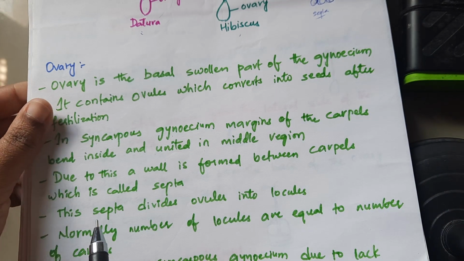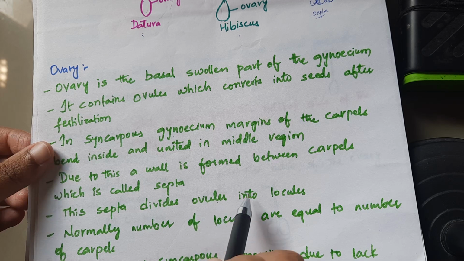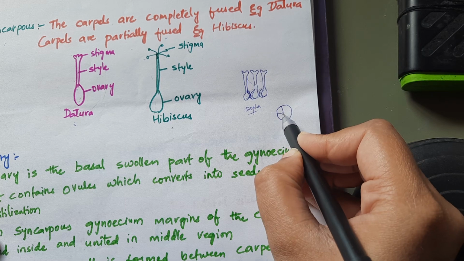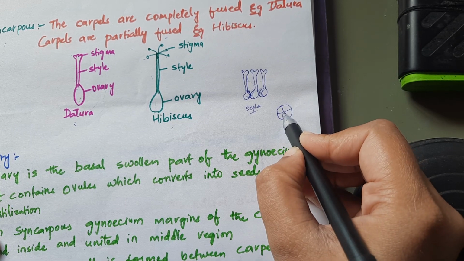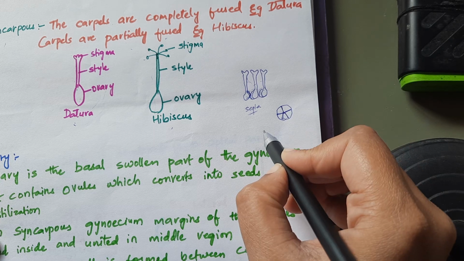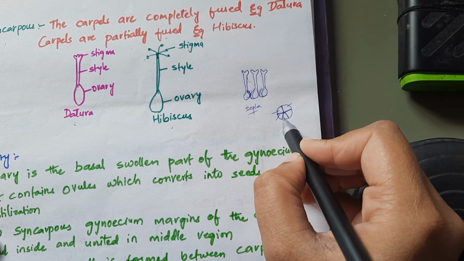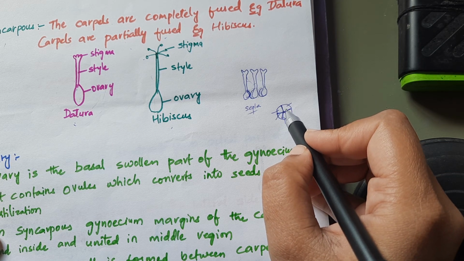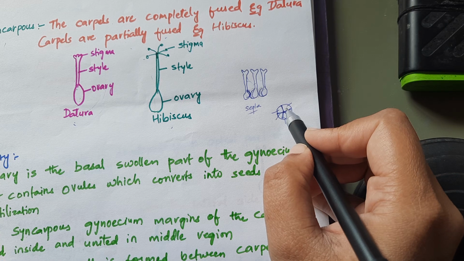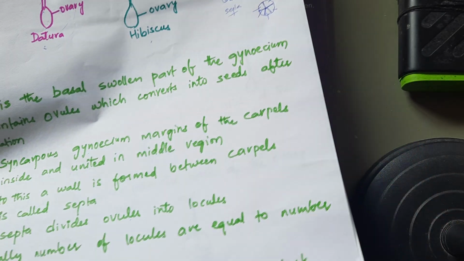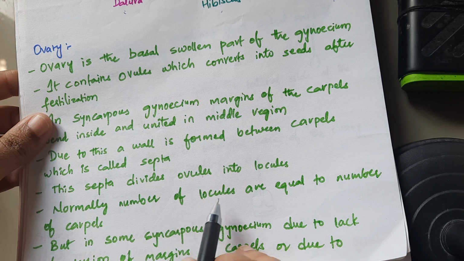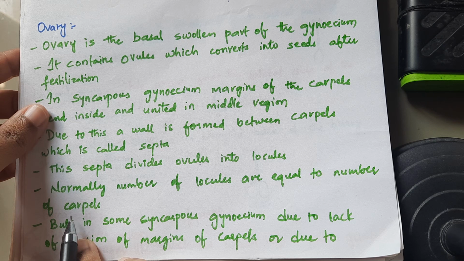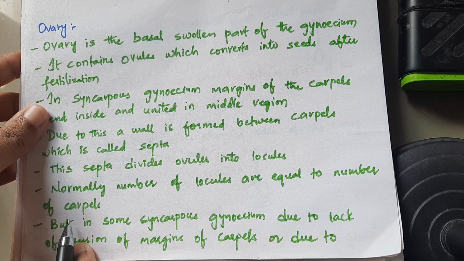So what this septa will do? This septa divides the ovary into locules. See here, if 5 carpels are there and these are fused and forming a septa, it is forming the locules, 1 2 3 4 5. In this way the locules are formed. By the fusion of carpels, septa is formed, by which the ovary is divided into locules. Normally the number of locules is equal to the number of carpels. If 2 carpels are there, 2 locules are formed. If 3 carpels are there, 3 locules are formed.